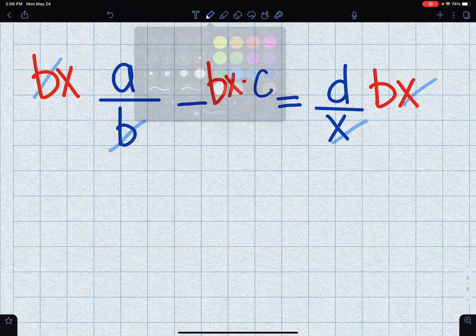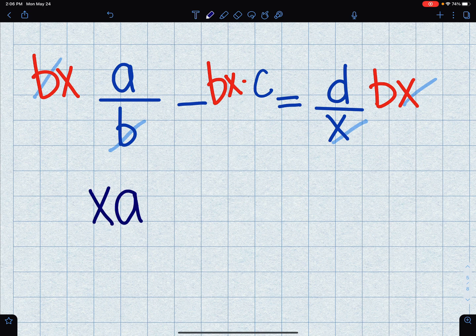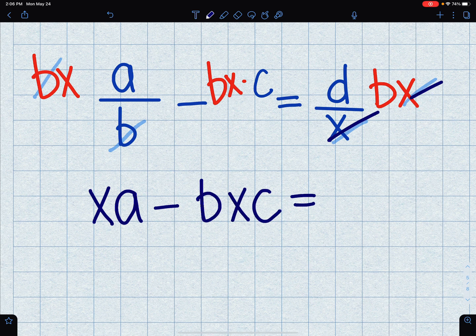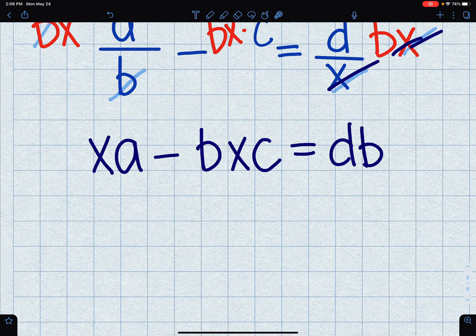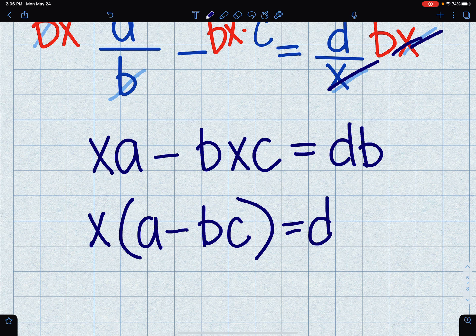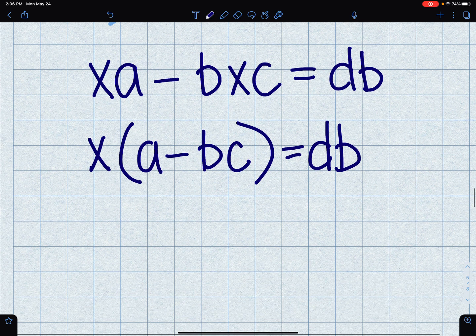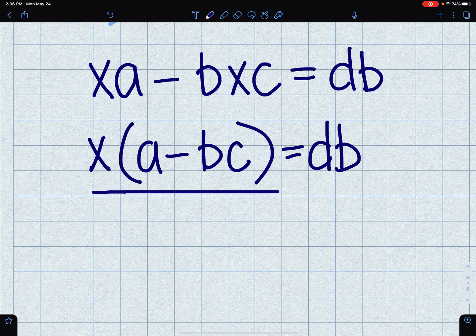So now let's write it again. So it's going to be xa for that first term minus bxc equals, that cancels that x, db. Okay, now we're supposed to be isolating the x, right? So let's factor out this x, and this x. So if we factor out the x, we have x times a minus bc equals db. Okay, divide everything by, it should be the whole thing. Divide everything by a minus bc.